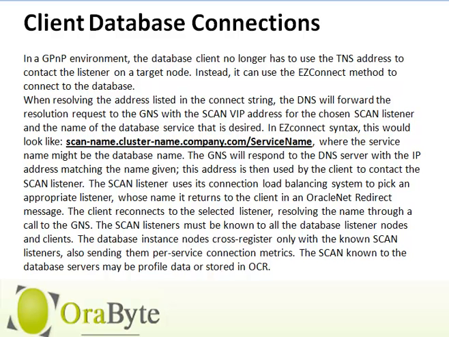The scan listener uses its connection load balancing system to pick an appropriate listener, whose name it returns to the client in an OracleNet redirect message. The client reconnects to the selected listener, resolving the name through the call to the GNS. The scan listeners must be known to all the database listener nodes and the clients. The database instance nodes cross-register only with the known scan listener, also sending them per service connection metrics. The scan known to the database server may be profile data or stored in OCR.